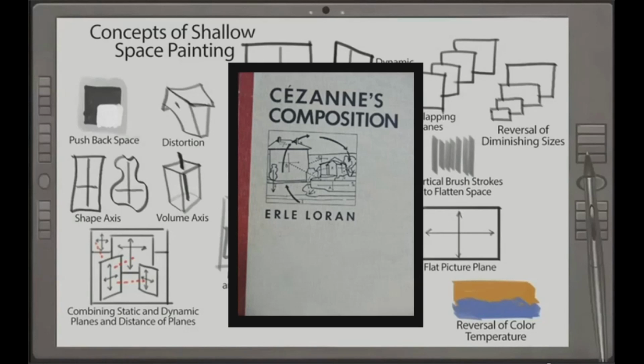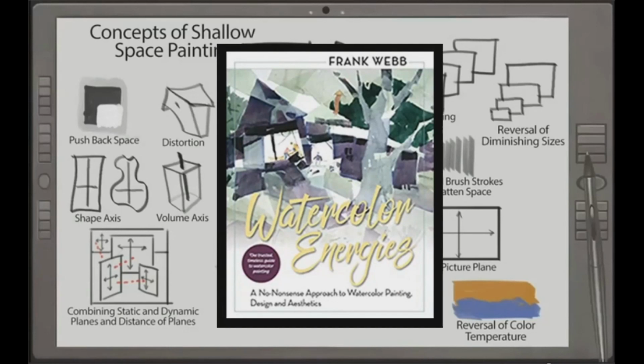Another book in which these spatial concepts can be found is this one, Watercolor Energies by Frank Webb, one of the great watercolorists. And he too uses these spatial concepts to compress space and to work within a more shallow space rather than deep space. And I'll be showing you some examples of his paintings in this video in which he uses some of these spatial concepts.